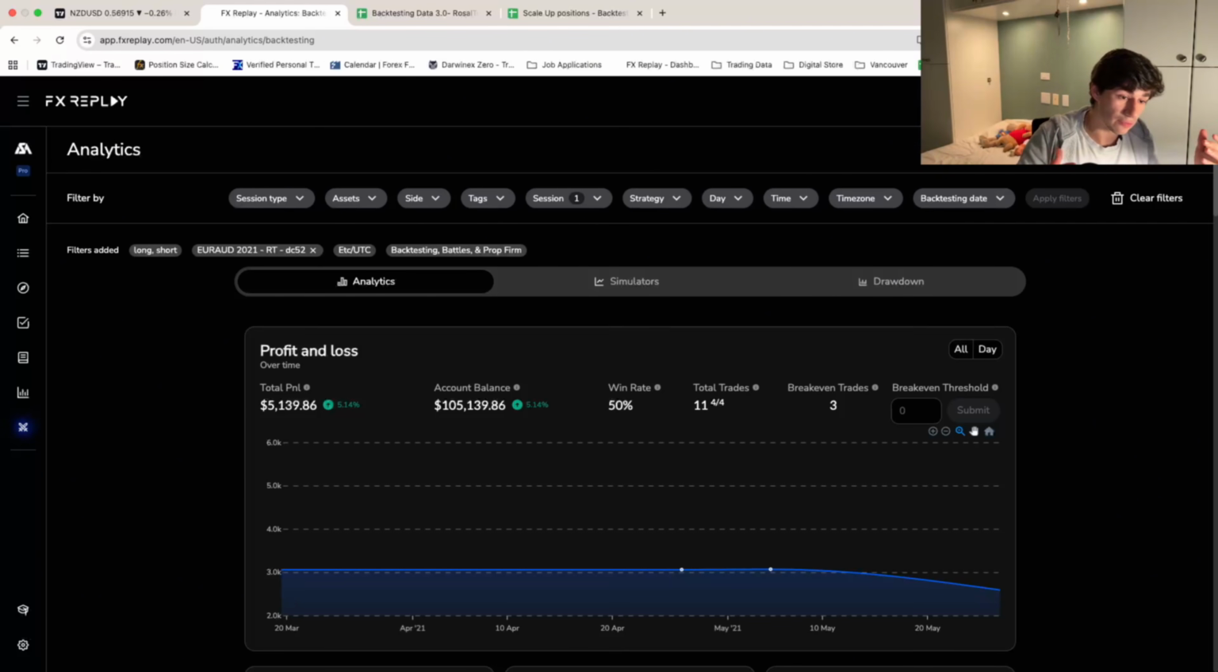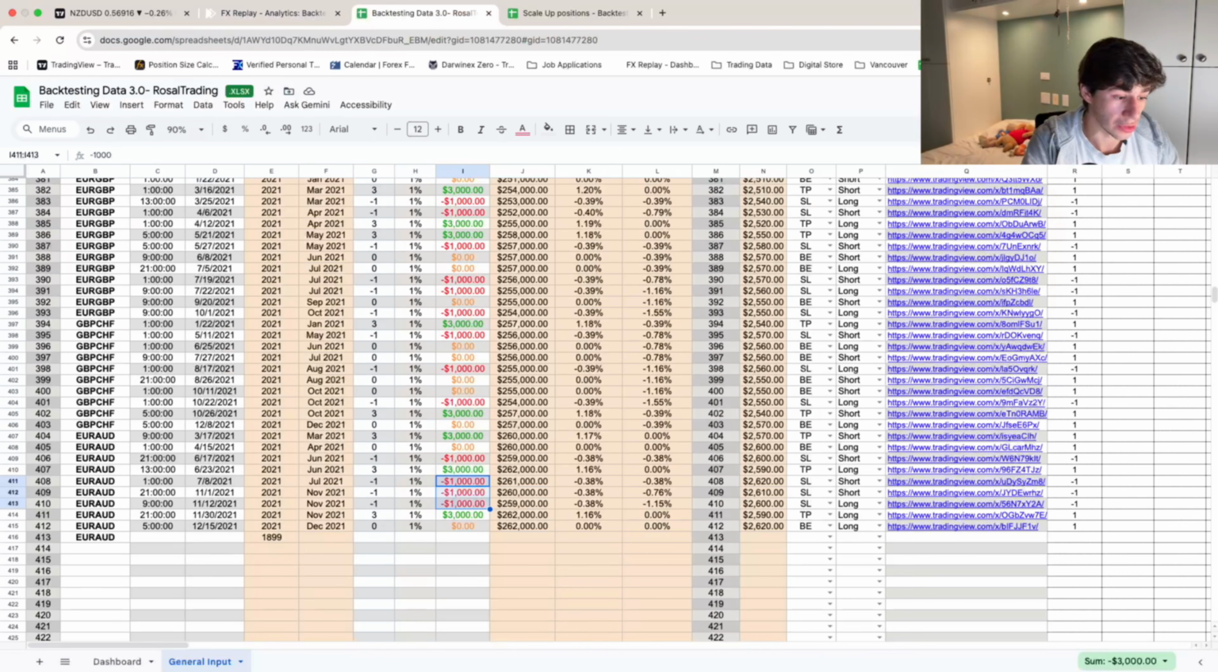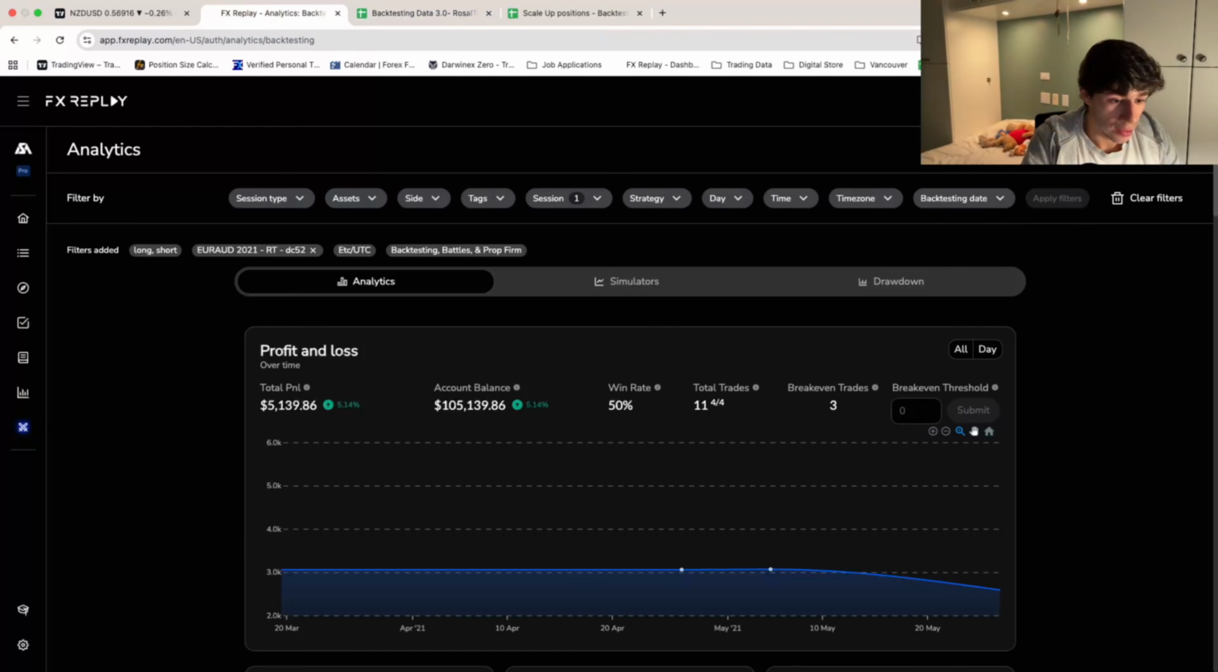I'm actually aiming for 2 to 3% per month consistently, which if I'm able to do that, then I'm able to grow my personal capital super consistently with a very exponential equity curve. So yeah, honestly, very solid session. And yeah, let me know if you guys want to see more sessions like this.